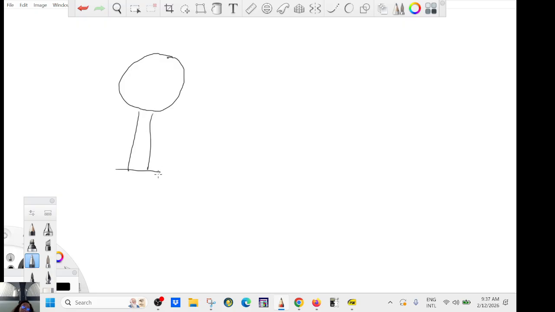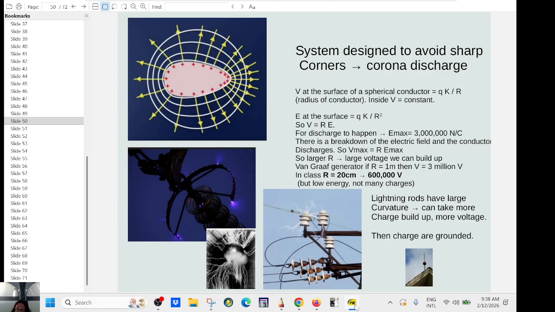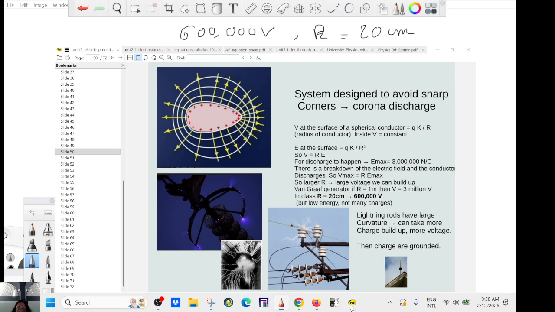So we have a Van Graaff generator. Let's say it's charged positively. Okay, so the voltage is 600,000 volt. Okay, that's a given. The size is, I forgot, 20 centimeters. How much charge?